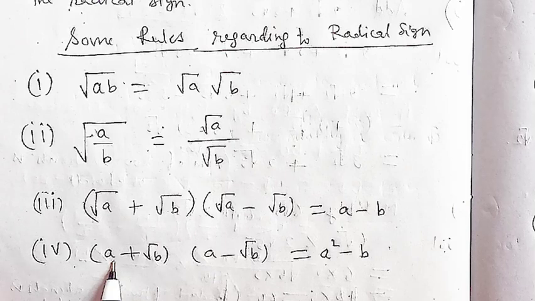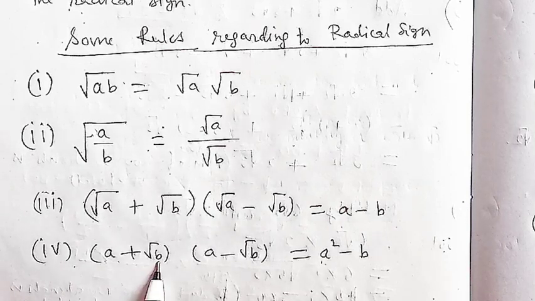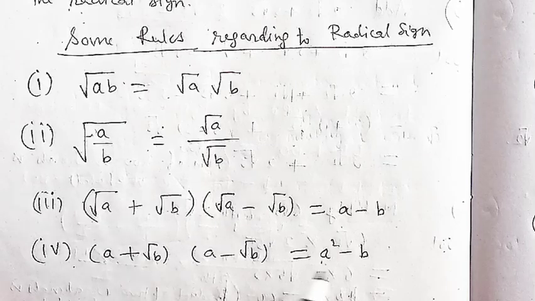Here a plus root b into a minus root b, this is x plus y, this is x minus y. Then x squared minus y squared, the square of x, that is a, the square of y, that is the square of root b, which is b.